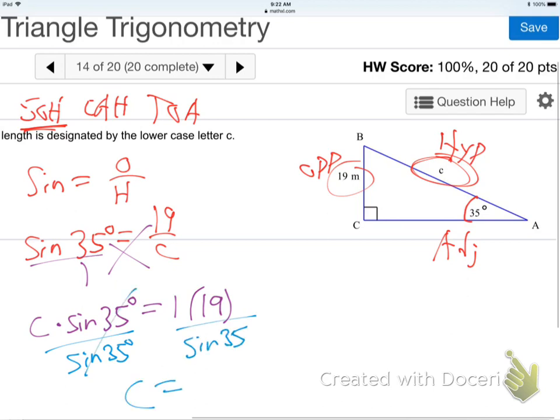Cancels out. C equals. Hit the buttons on your calculator. Make sure you're in degree mode. That's a degree angle. Oops, I forgot the little degree symbol. There we go. Sine of 35. I'm getting 33.125. I don't know how far they want me to round. The nearest whole number, so 33.